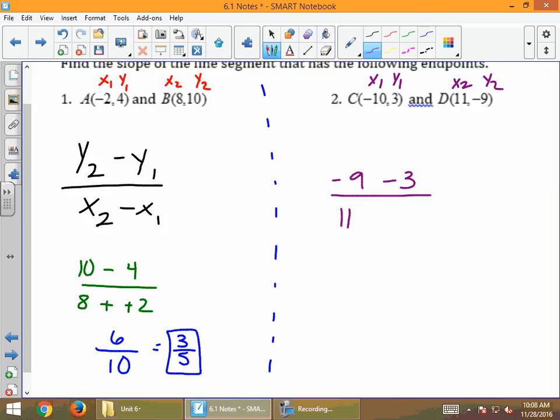2 steps ahead. 11 minus -10. Again, we have a double negative. So what happens to it? Turn positive. Double negatives turn positive. So let's speed it up. What's -9 minus 3? What's 11 plus 10? Always check and see, does that simplify?